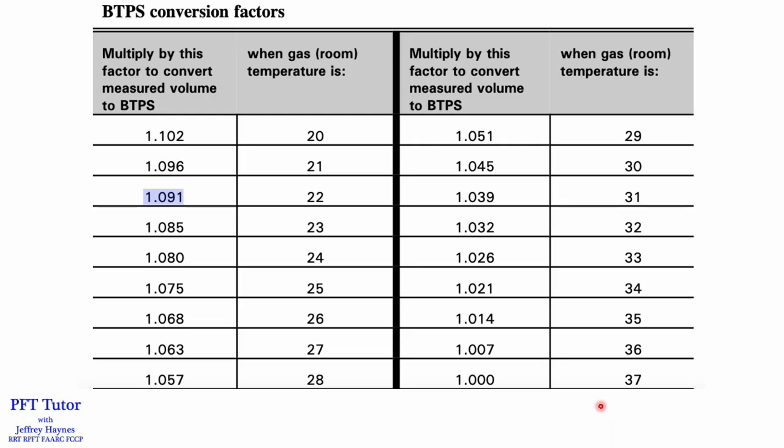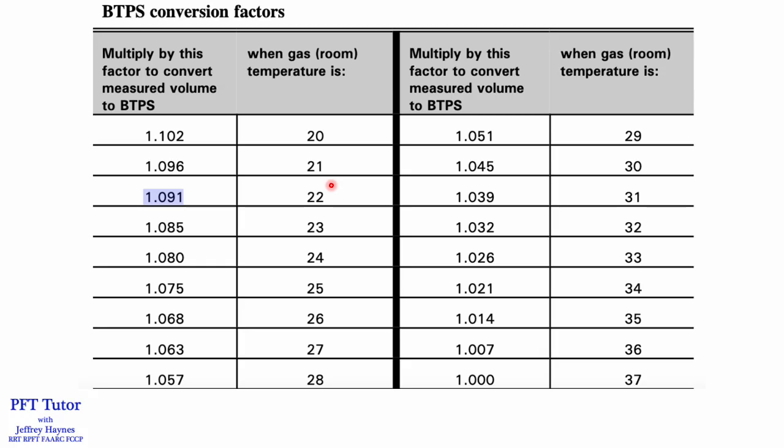So at 37 degrees, there is no adjustment to be made because that is body temperature. But as the temperature goes lower than 37 degrees, the adjustment gets larger and larger. In the data that I showed, the room temperature was 22 degrees C.